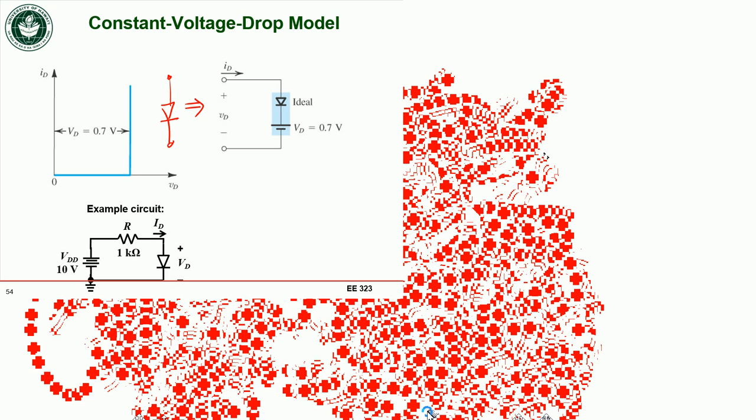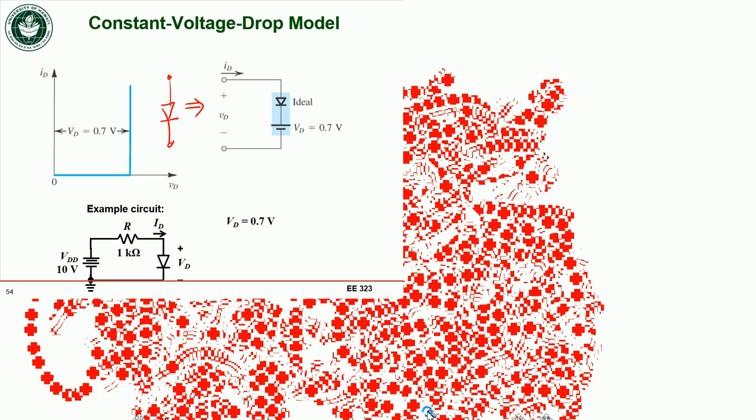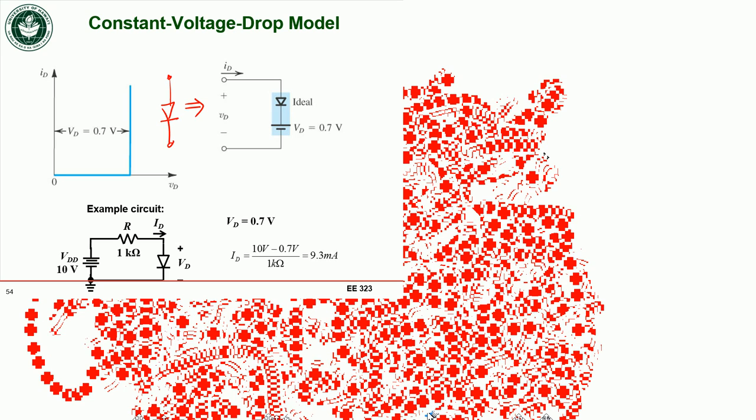Okay, so if we look at our example circuit here, my diode is still forward biased. So what's the voltage across the diode going to be? It's conducting some current through it. So this voltage is going to be 0.7 volts. Okay. And if that voltage is 0.7 volts, then what is the current through my diode? What's the equation? Yes, so 10 volts minus 0.7 volts over a kilo ohm, so 9.3 milliamps.